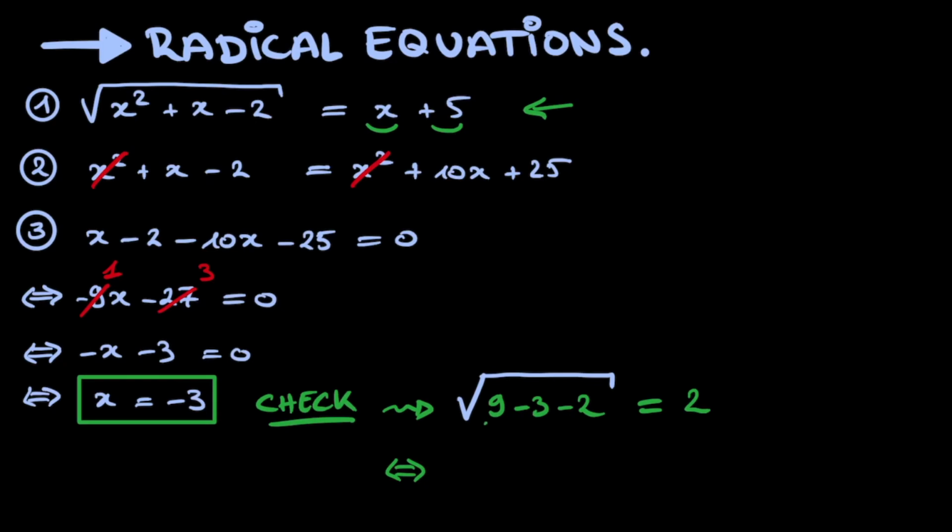Inside of the square root, we simply get 9 minus 5, so 4. So we get effectively the square root of 4, which is plus or minus 2. And this is indeed equal to 2, because we can simply drop this minus solution. And we see that we indeed did not make any mistakes.